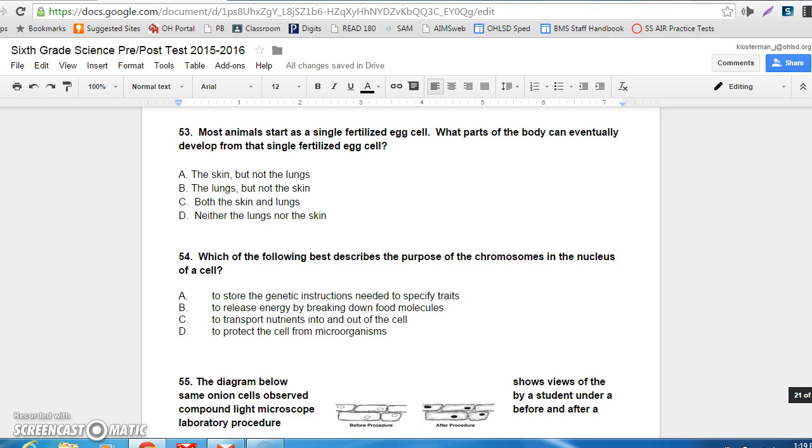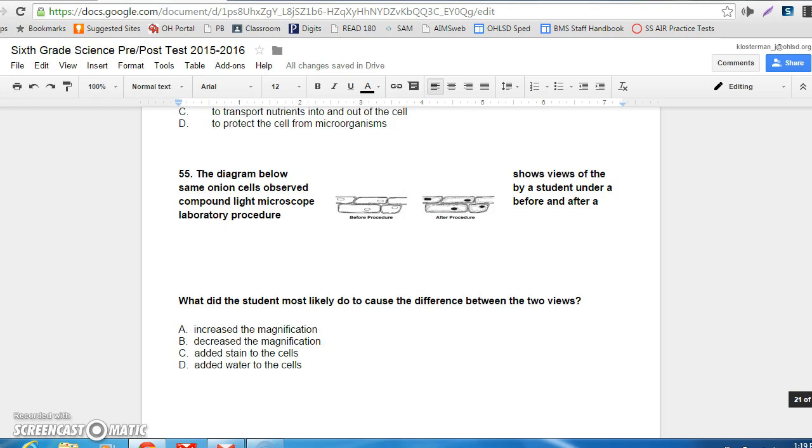54. Which of the following best describes the purpose of the chromosomes in the nucleus of a cell? A. To store the genetic instructions needed to specify traits. B. To release energy by breaking down food molecules. C. To transport nutrients into and out of the cell. D. To protect the cell from microorganisms.